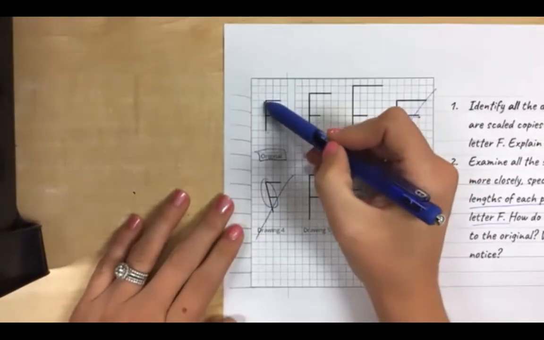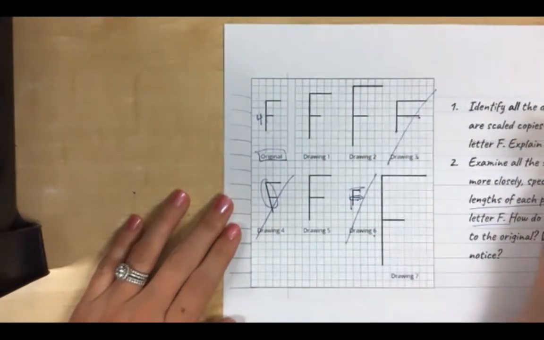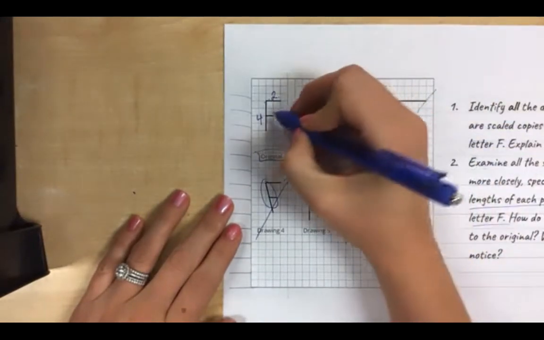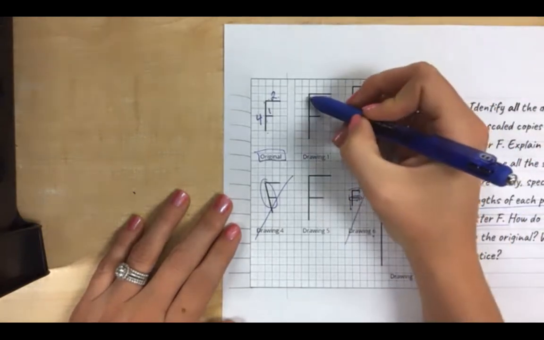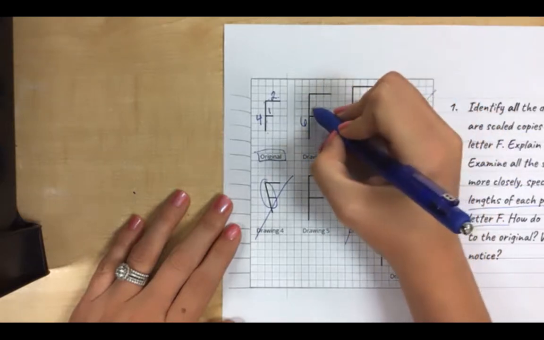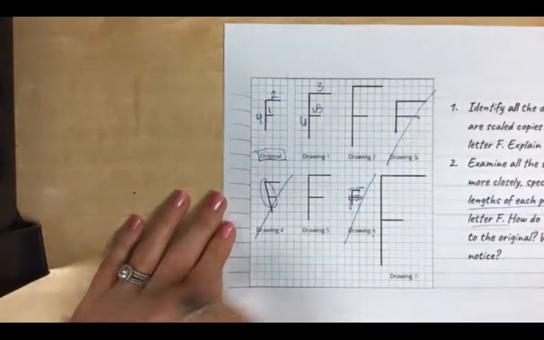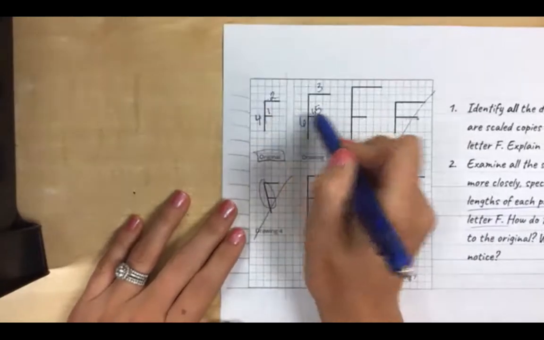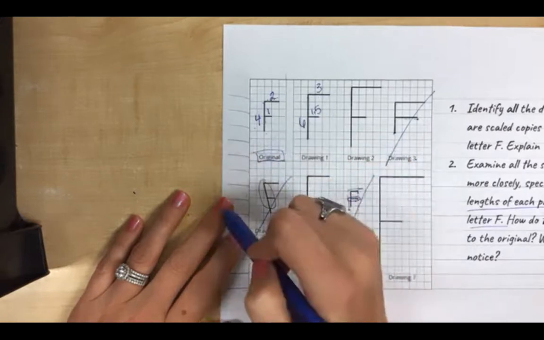The original has 1, 2, 3, 4 units on the vertical. The top horizontal piece is 2 units. The middle piece here is 1 unit. Drawing 1 is 1, 2, 3, 4, 5, 6. This one is 1.5, and this one is 3. So let's see what they changed. So I went from 1 to 1.5, 4 to 6, 2 to 3.